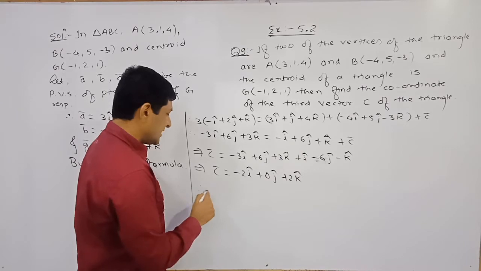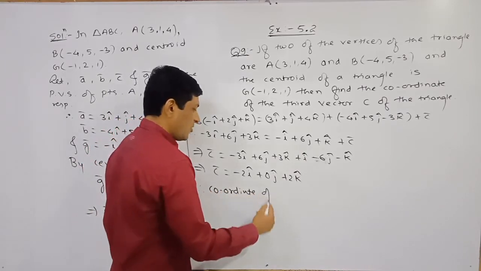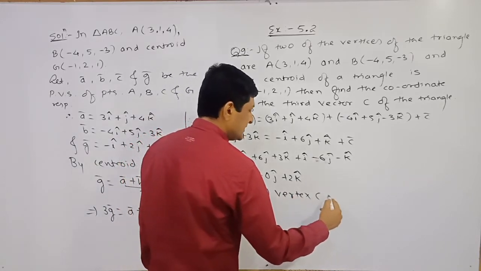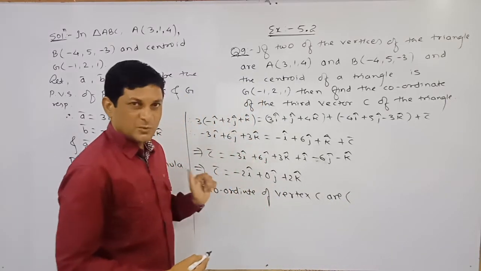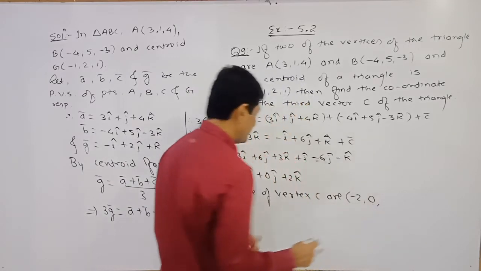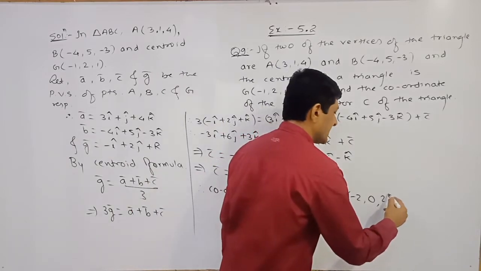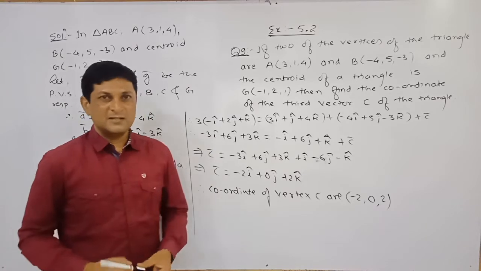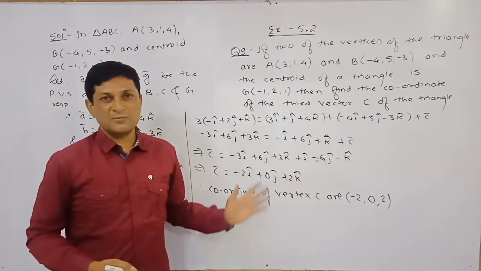So therefore we can say that the coordinates of vertex C are, what is the x coordinate here? X coordinate means the coefficient of i cap, that is minus 2. Y coordinate is 0 because the coefficient of j cap is 0, and z coordinate is the coefficient of k cap, that is 2. In this way we have got the coordinates of the vertex C, and that is the value which we have to find out. Find the coordinates of the third vertex C.